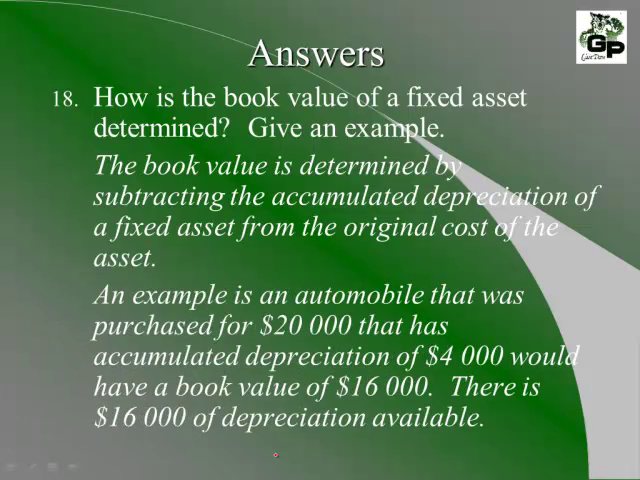An example might be an automobile that was purchased for $20,000. So the asset automobile is always going to be $20,000. So far in its lifetime it has accumulated depreciation of $4,000. That means that there is a book value of $20,000 minus $4,000, which equals $16,000. There is $16,000 worth of depreciation available for future years.